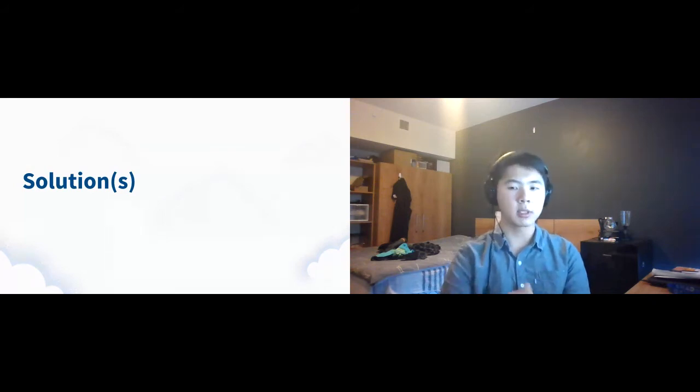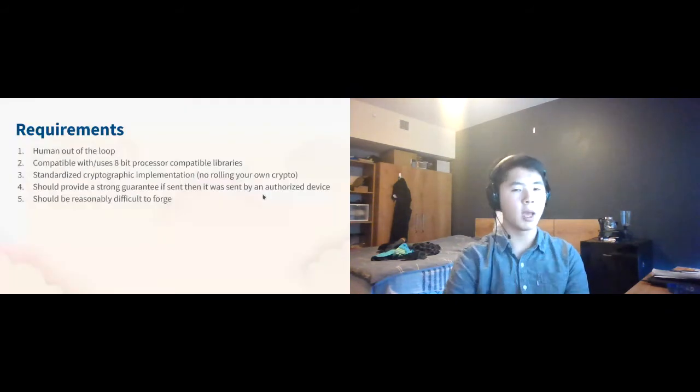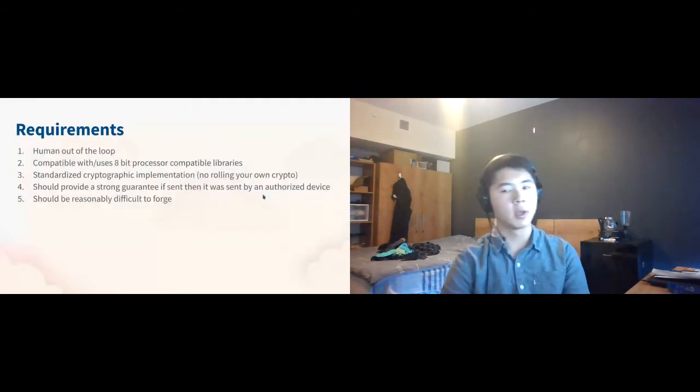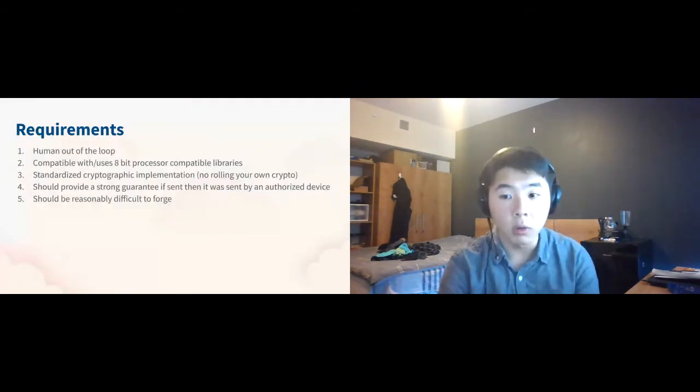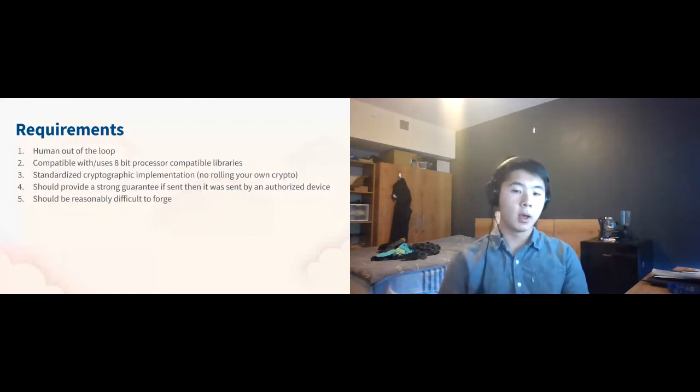But yeah, so let's talk about some of the solutions that sort of exist off the shelf. Before we do that, let's talk about the requirements. There are going to be 5 requirements. The first requirement is the human must be out of the loop. So what does this mean? It means that I should not have to intervene whenever the device wants to be authenticated with the server.